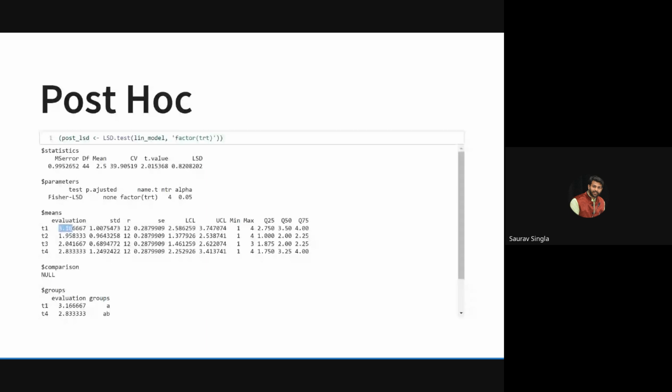So this 1.2 is greater than your least significant difference. It is greater than the minimum difference that is required for two treatments to be significant. So when it is more than the minimum difference, we say treatment 1 and treatment 2 are significantly different.